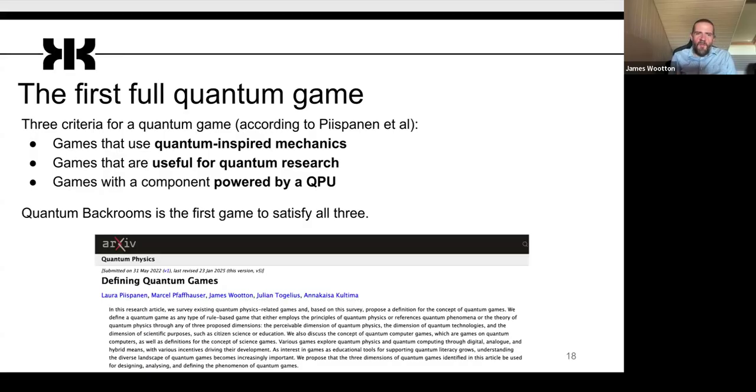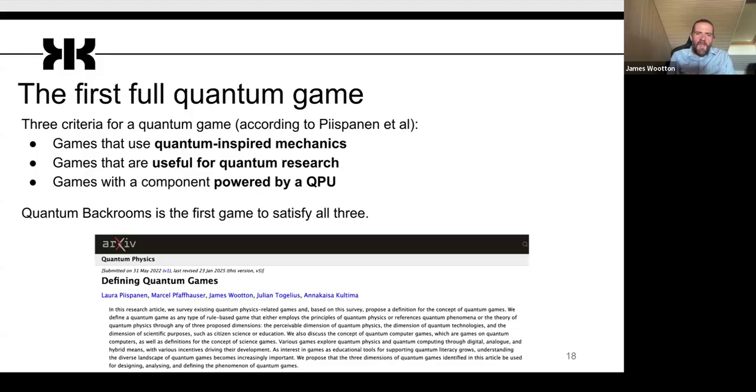One is games that use quantum inspired mechanics. Very classic examples of this are quantum chess and quantum tic-tac-toe. These are normal games, but quantum. The normal rules are supplemented by quantum inspired rules, like you can make a move in superposition. There are other games that are useful for quantum research, such as my old citizen science game Decodoku, where you're inviting the public in to help you do research by means of a game.